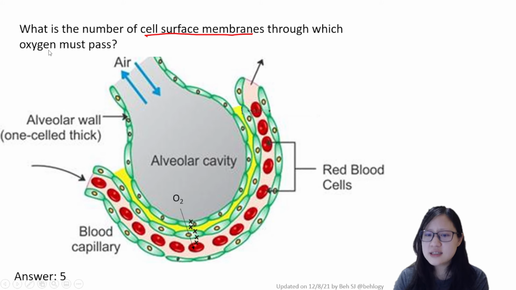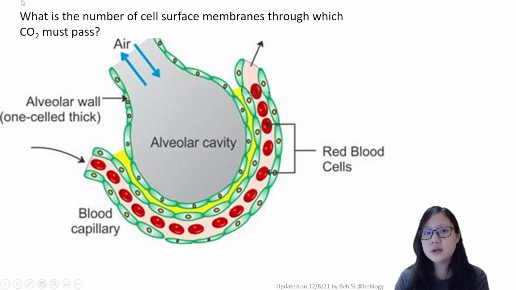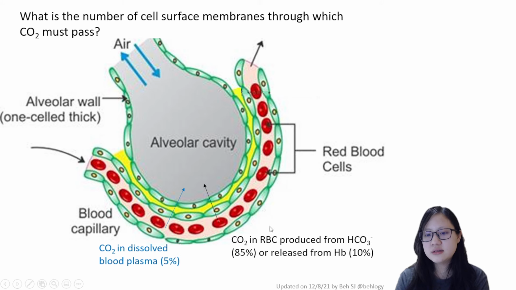Now, the answer for carbon dioxide is slightly different though. So if they ask you, what is the number of cell surface membranes through which CO2 must pass? Your answer might differ because don't forget that some CO2 is dissolved in blood plasma, so not in the red blood cell, but obviously most of it is from the red blood cell. So the way you count here might differ a little bit, right? The answer may differ because CO2 in blood plasma will only pass through 4 membranes. So in and out of the squamous epithelium of the capillary, then in and out of the squamous epithelium of the alveolar cavity, right? So that is 4 right here.